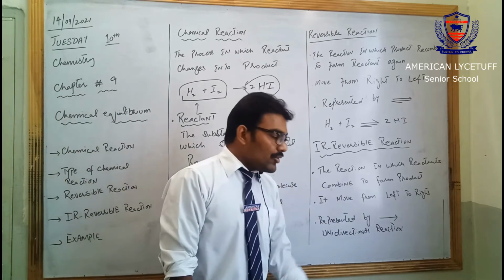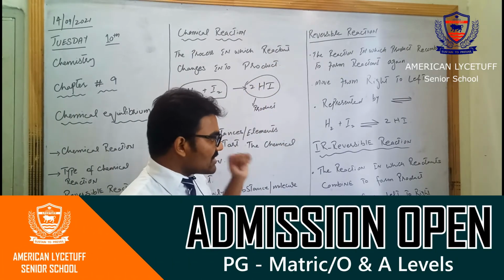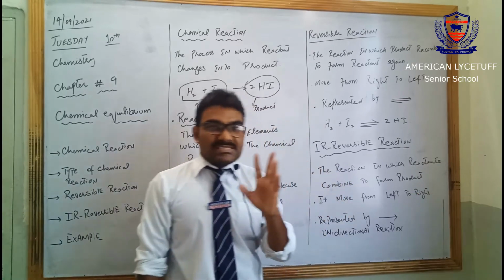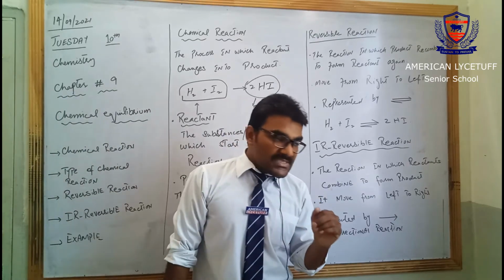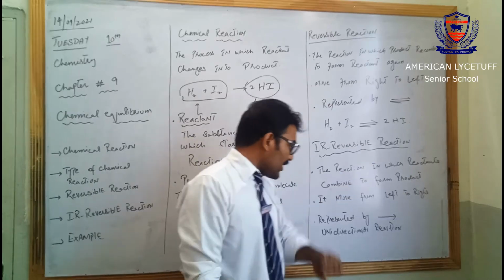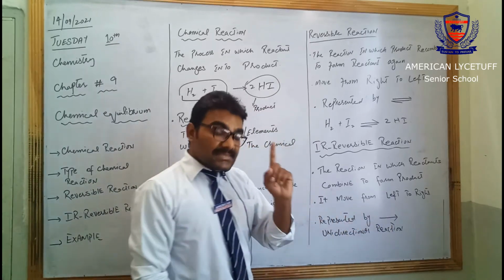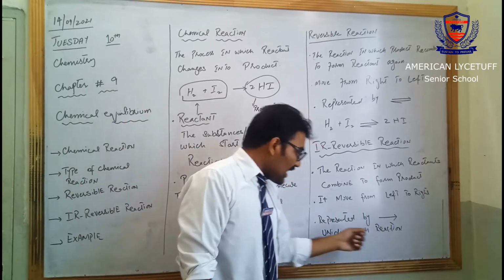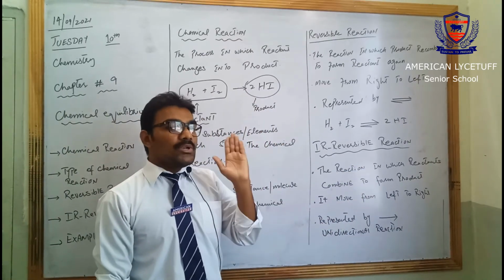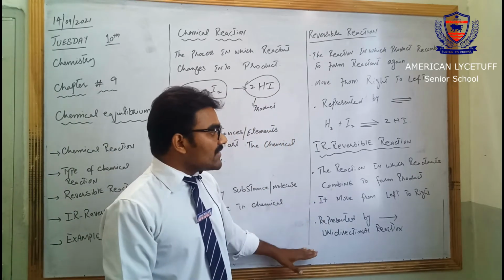So if the examiner or in a test someone asks what is the difference between reversible and irreversible reaction, then you have to write paragraph number 4 on page number 2 from the start of the chapter, these three points: the reaction in which reactants combine to form the product, it moves from left to right, and it is represented by a single arrow. It is also known as a unidirectional reaction. Unidirectional means only one direction; moving in only one direction is known as irreversible reaction.